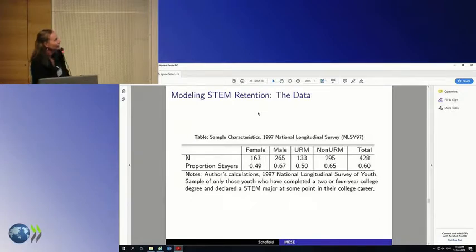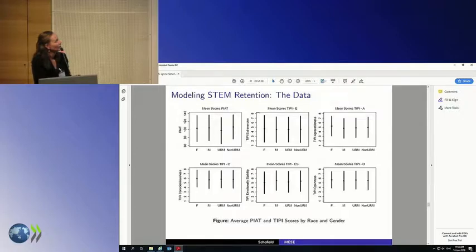Just to give you some idea, within the National Longitudinal Survey of Youth, women do not persist at the same rates as men do, and underrepresented minorities persist at lower rates than non-underrepresented minorities. If we look at these scores across the PIAAC and the TIPI, we'll see that women and men at this stage have about similar kinds of math proficiency, but underrepresented minorities have lower scores on their math proficiency than non-underrepresented minorities. On the personality tests, these tend to be relatively similar, although you will see that in the NLSY, as is well known within psychology, women tend to be more agreeable than men. You guys can decide what you think about that. And that women tend to be slightly less emotionally stable. You can also decide what you think about that.